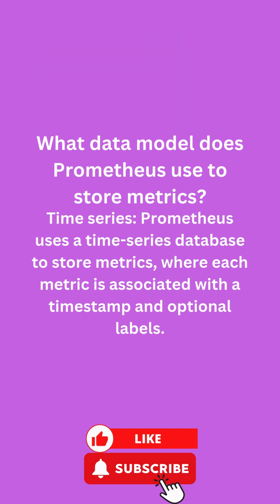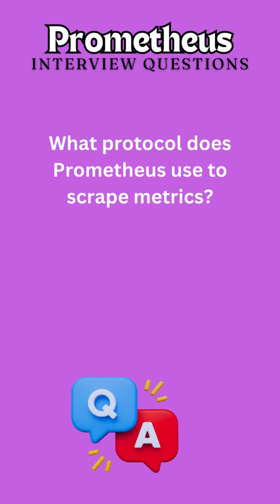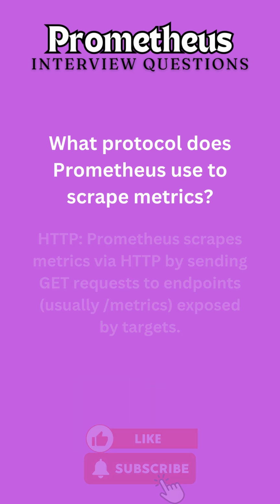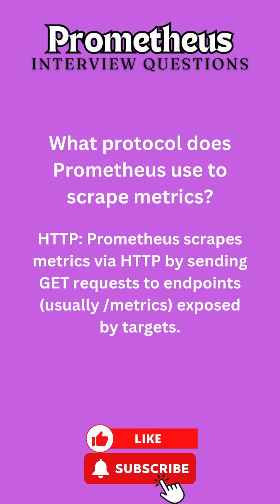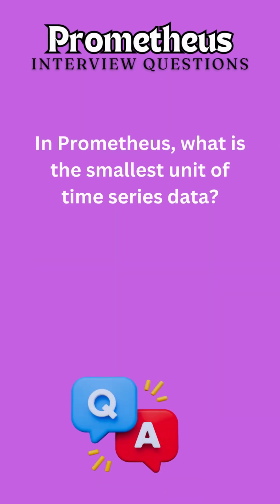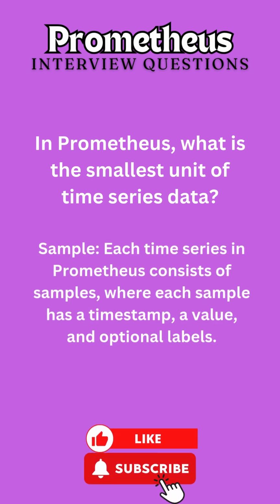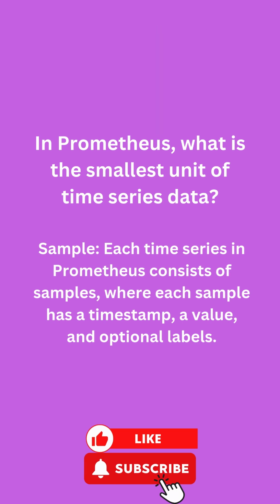What protocol does Prometheus use to scrape metrics? HTTP. Prometheus scrapes metrics via HTTP by sending GET requests to endpoints, usually /metrics, exposed by targets. In Prometheus, what is the smallest unit of time series data? Sample. Each time series in Prometheus consists of samples, where each sample has a timestamp, a value, and optional labels.